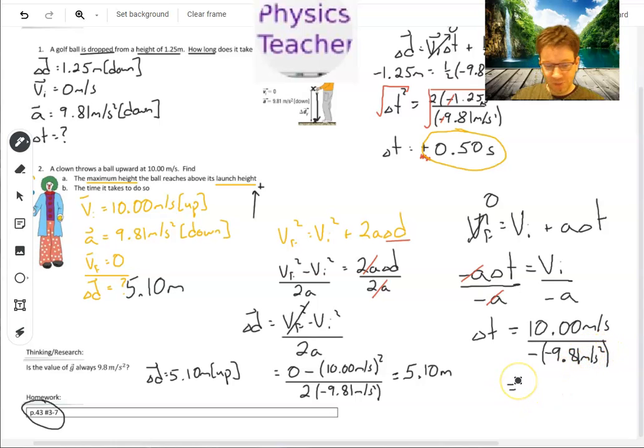Okay. So you put that into your calculator, so 10 divided by 9.81, you get 1.02 seconds. And that's your time.